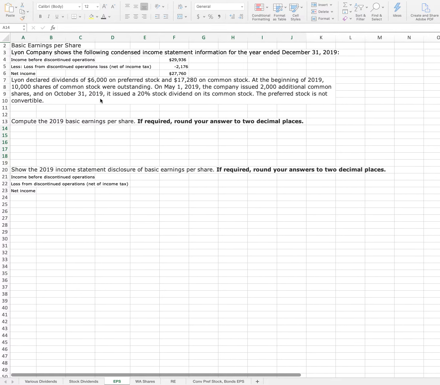On October 31st, 2019, it issued a 20% stock dividend on its common stock. The preferred stock is not convertible. Compute the 2019 basic earnings per share. So in this case, we're going to have to use the weighted average to determine the number of shares, since we started out with 10,000 and then issued more throughout the year. And so we can create a little chart to help us with that.